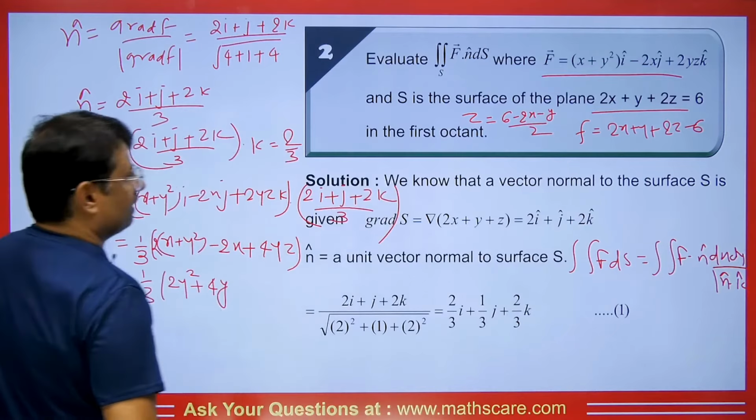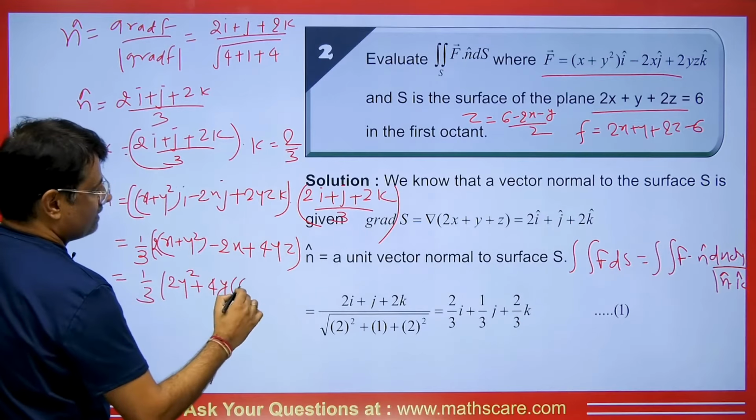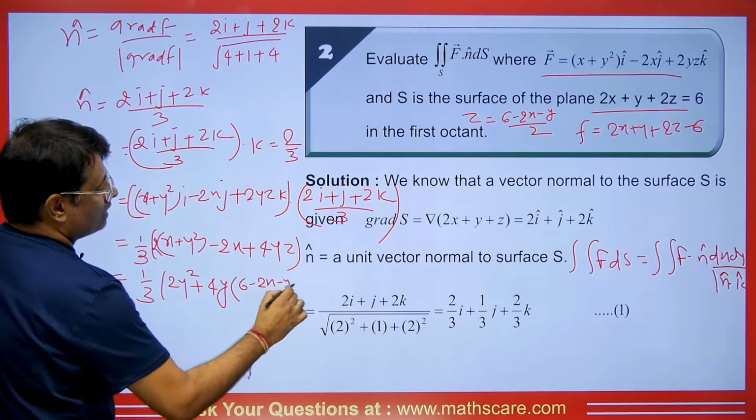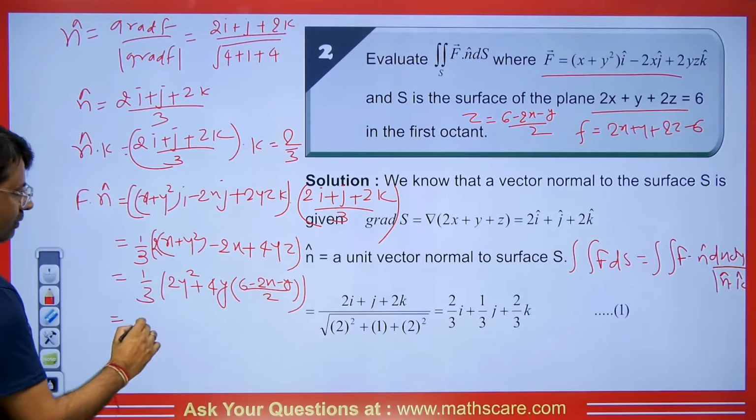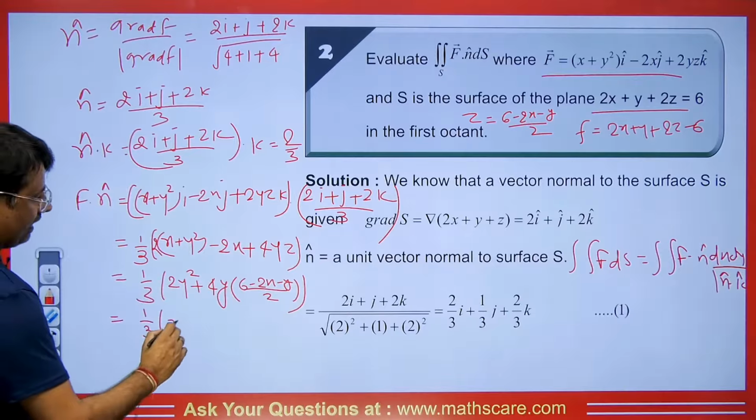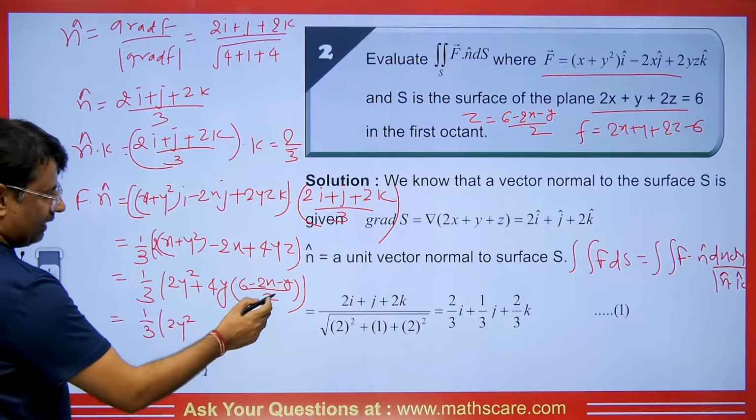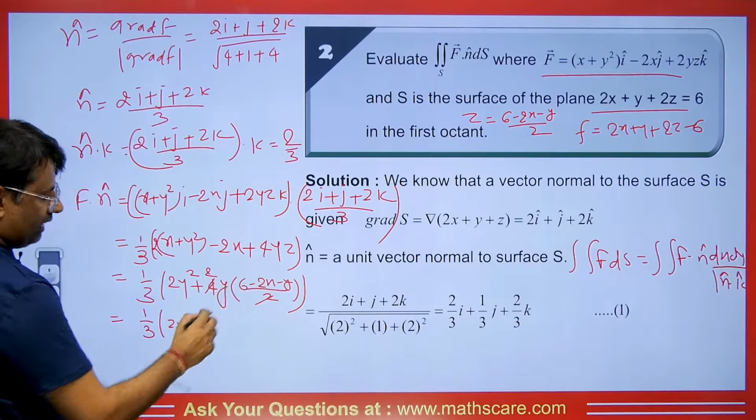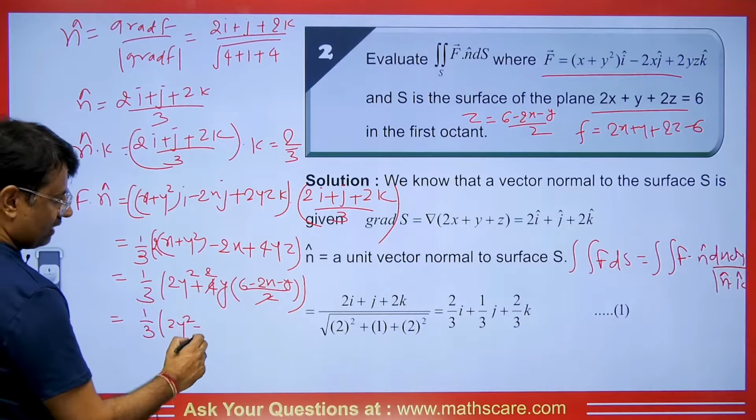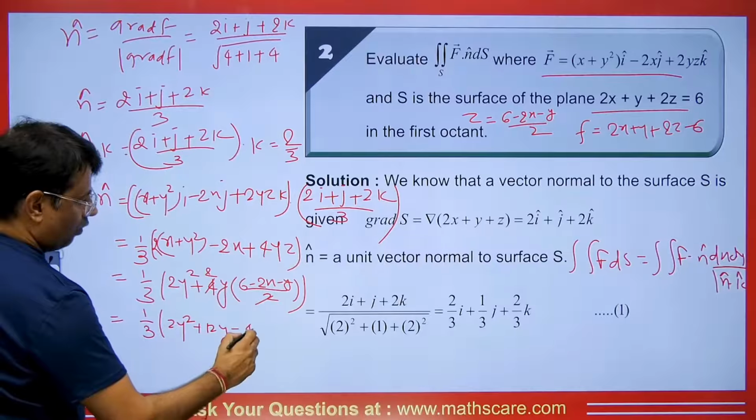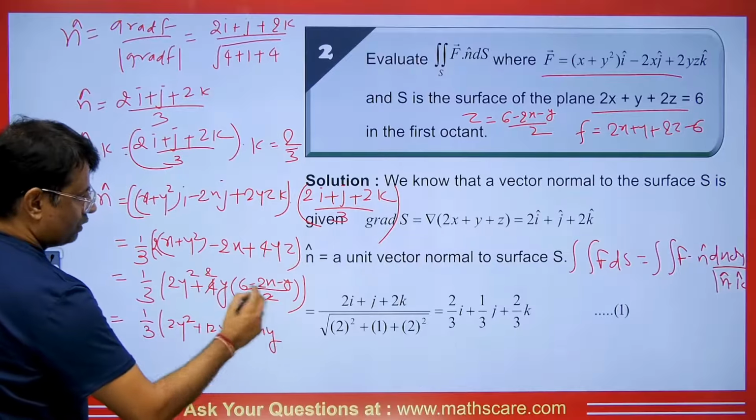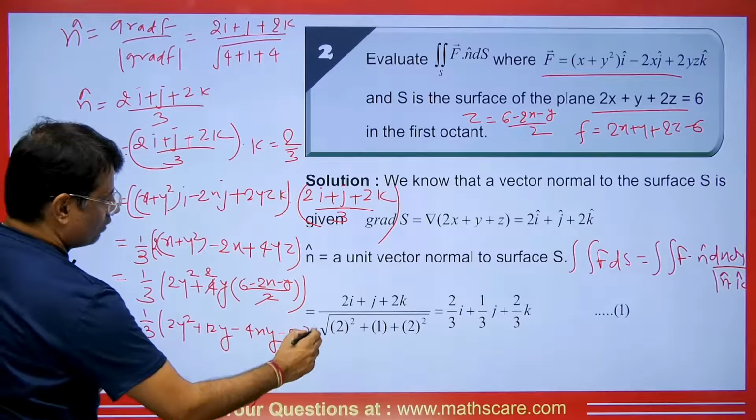Take this and put it here. Just tell me what we will get here. (6 minus 2x minus y) upon 2. We will put this here, right? Let's simplify this. So 1 by 3. We'll get 2y square when we multiply this. So students, here it will be 2, and then we will get plus 12y, and this one will be minus 4xy, and then here it will be minus 2y square.